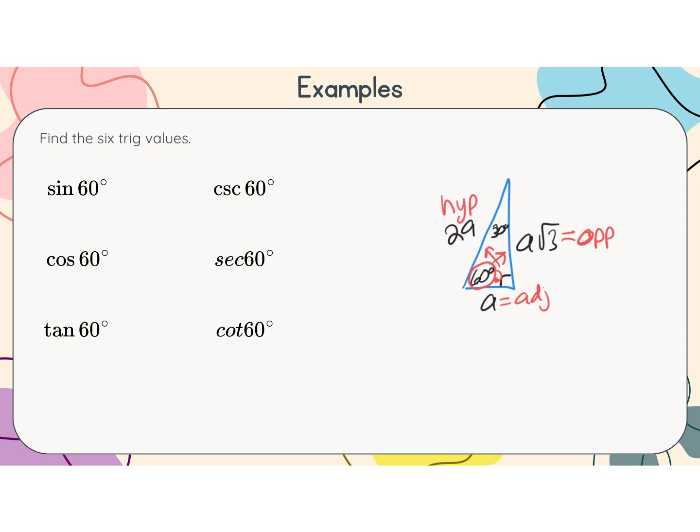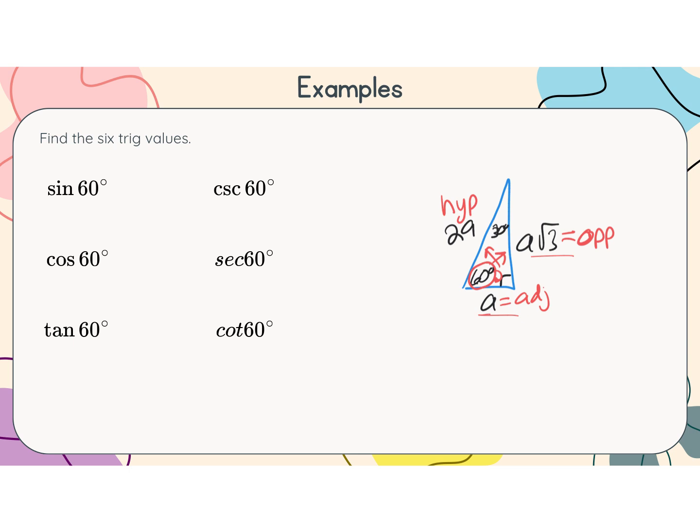So same exact values as we got on the last page, but they kind of swap. The a square root of 3 and the a swapped places. In the previous page, a was the opposite and a square root of 3 was the adjacent. This time it's the other way around. Regardless, let's find these 6 trig values.